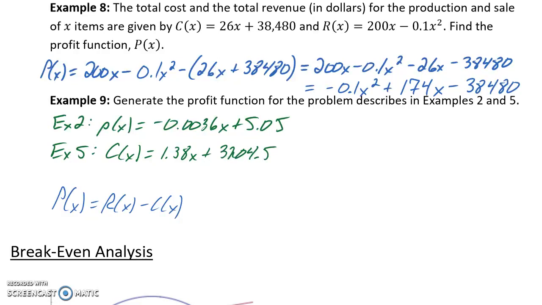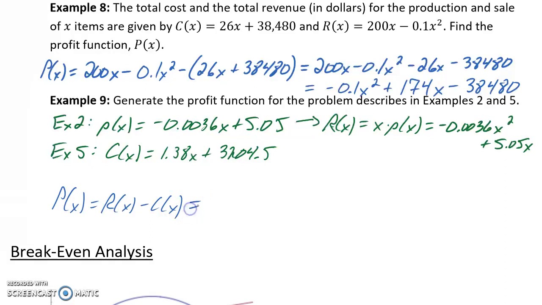What's missing for us is that revenue function. So our first step will be taking our price demand function and using that to generate a revenue function. And that process will work exactly as we've seen before. We'll take our price demand function and just multiply through by x. Our cost function is already given to us, or we already found that in the previous example.